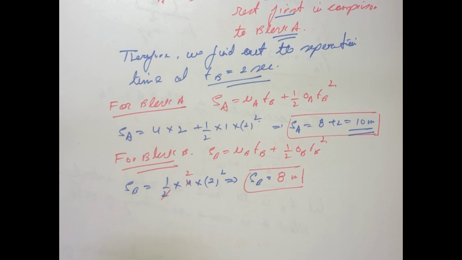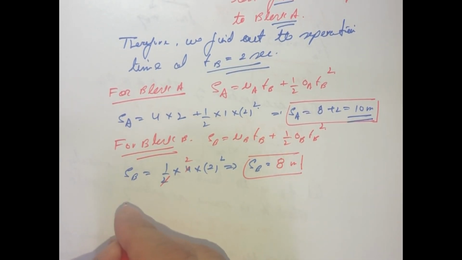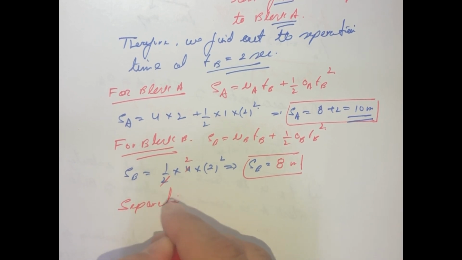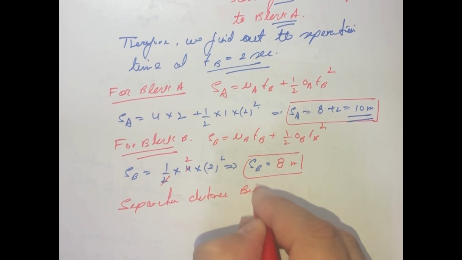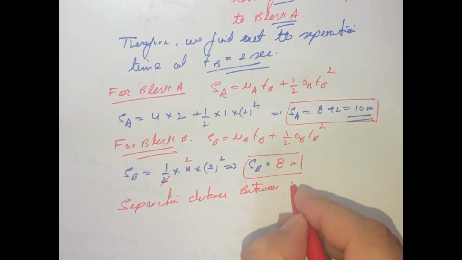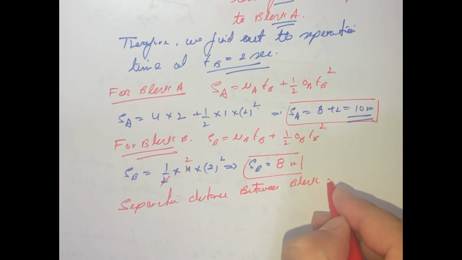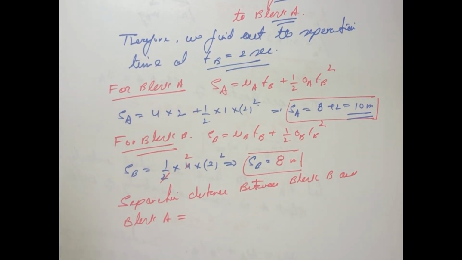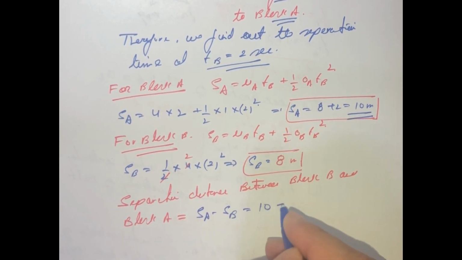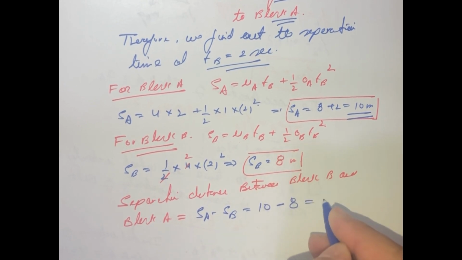So we can find out the separation distance between block B and block A, which will be equal to SA minus SB, which is equal to 10 minus 8, that is 2 meters.